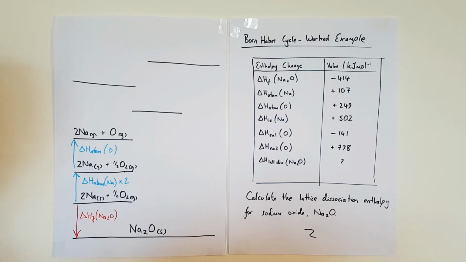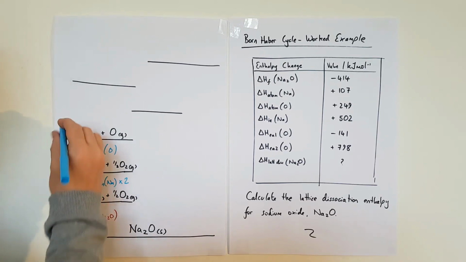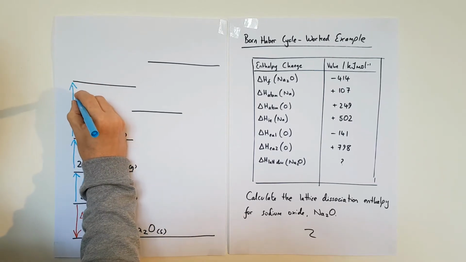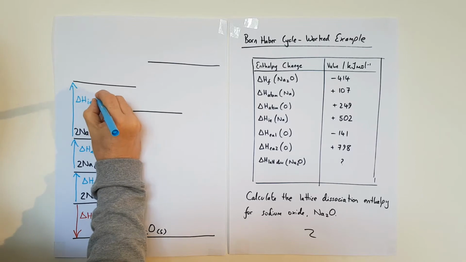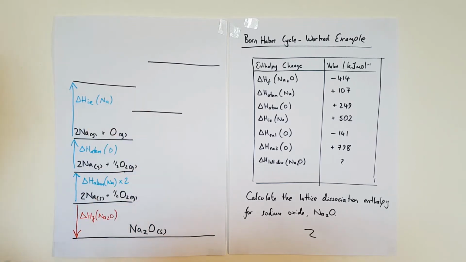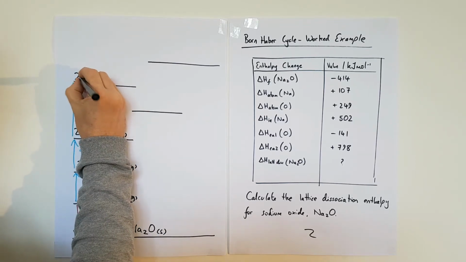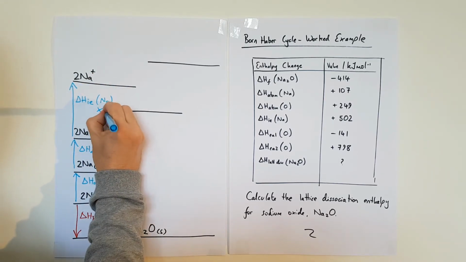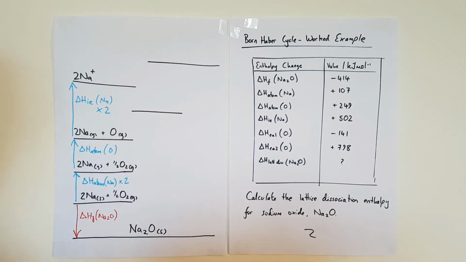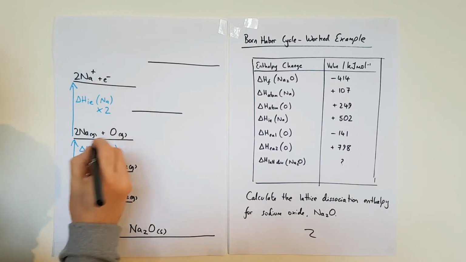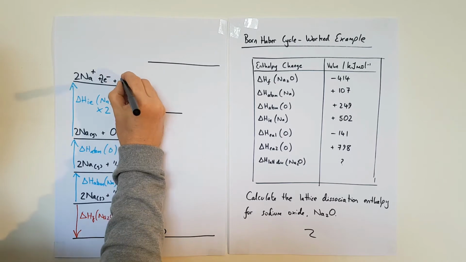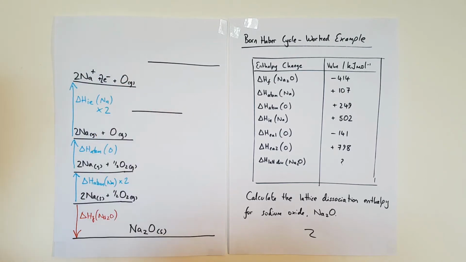Okay, let's do some ionization. We'll ionize sodium first. So we're going to do the ionization energy of sodium, and again because we're making 2 sodium ions, that will need to be times by 2. That'll release 2 electrons even, and then we'll need our oxygen gaseous atoms. Okay, so far so good.